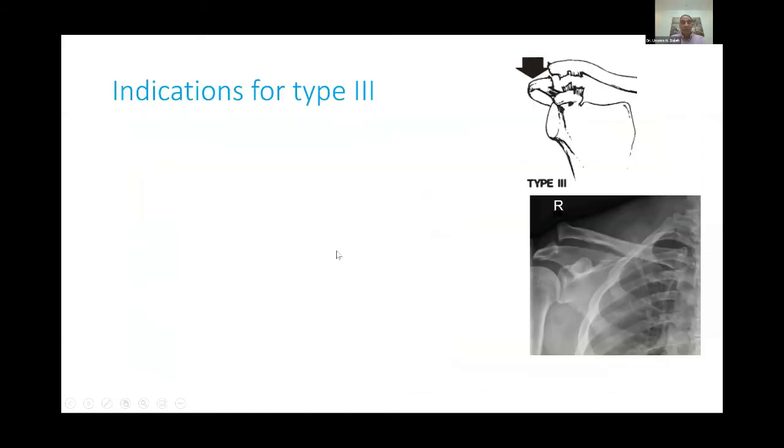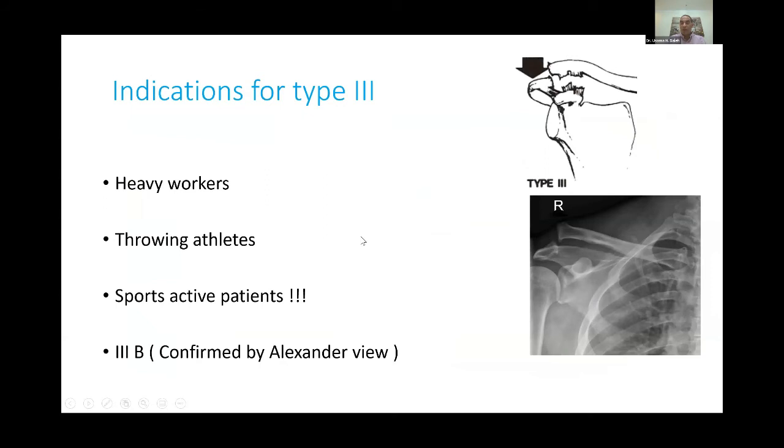What I usually do in my practice for type 3 is offer the patient surgery in some situations: if he is a heavy worker, a throwing athlete, or a sports-active patient. And of course, when I do the dynamic Alexander view and find a posterior translation of the distal end of the clavicle, that's type 3B for me, and I usually offer the patient surgical intervention.